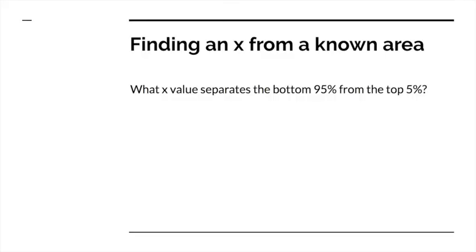Alright, so now we need to talk about going the other direction. Instead of finding the probability of a specific x value, maybe we want more of a percentile type of thing, where we want to know what's the number that would give us 95% on the bottom and 5% on the top. This would be equivalent to asking what's the 95th percentile.